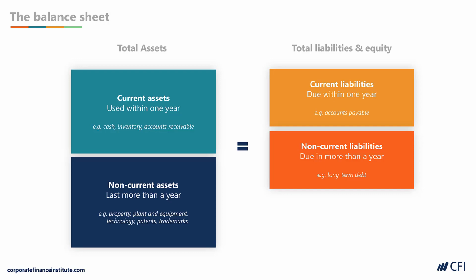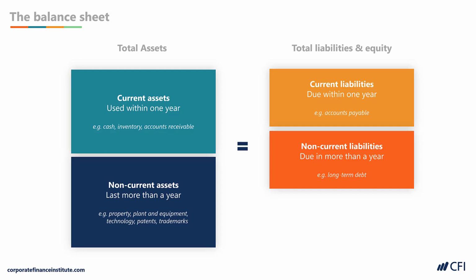On the non-current liability side, things like long-term debt, which would be any loan that's due in more than a year's time, are recorded here under non-current liabilities. By adding together all of the company's current liabilities and all of its non-current liabilities, we arrive at the total liabilities line on the balance sheet.